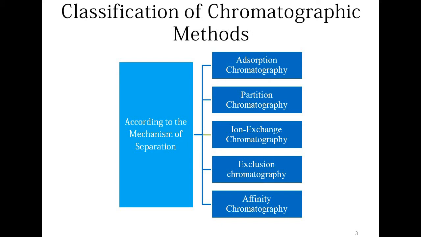Here, one classification is based on the mechanism of separation in chromatography. According to this, chromatographic methods are divided into 5 parts: first, adsorption chromatography, second, partition chromatography, then ion exchange chromatography, exclusion chromatography, and last is affinity chromatography. So these are the techniques of chromatography which are classified on the basis of the mechanism of separation.